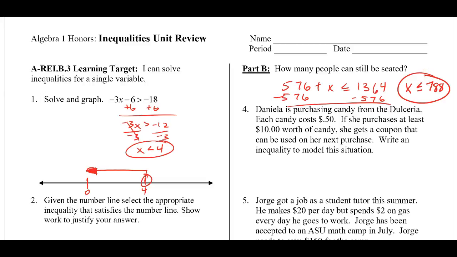Number 4, Danielle is purchasing candy from the dulceria. Each candy costs 50 cents. If she purchases at least $10, she gets a coupon that can be used on her next purchase. Write an inequality to model the situation. So it costs 50 cents times the number of candy she buys, and she wants to buy at least, it says greater than or equal to $10. There's my inequality.